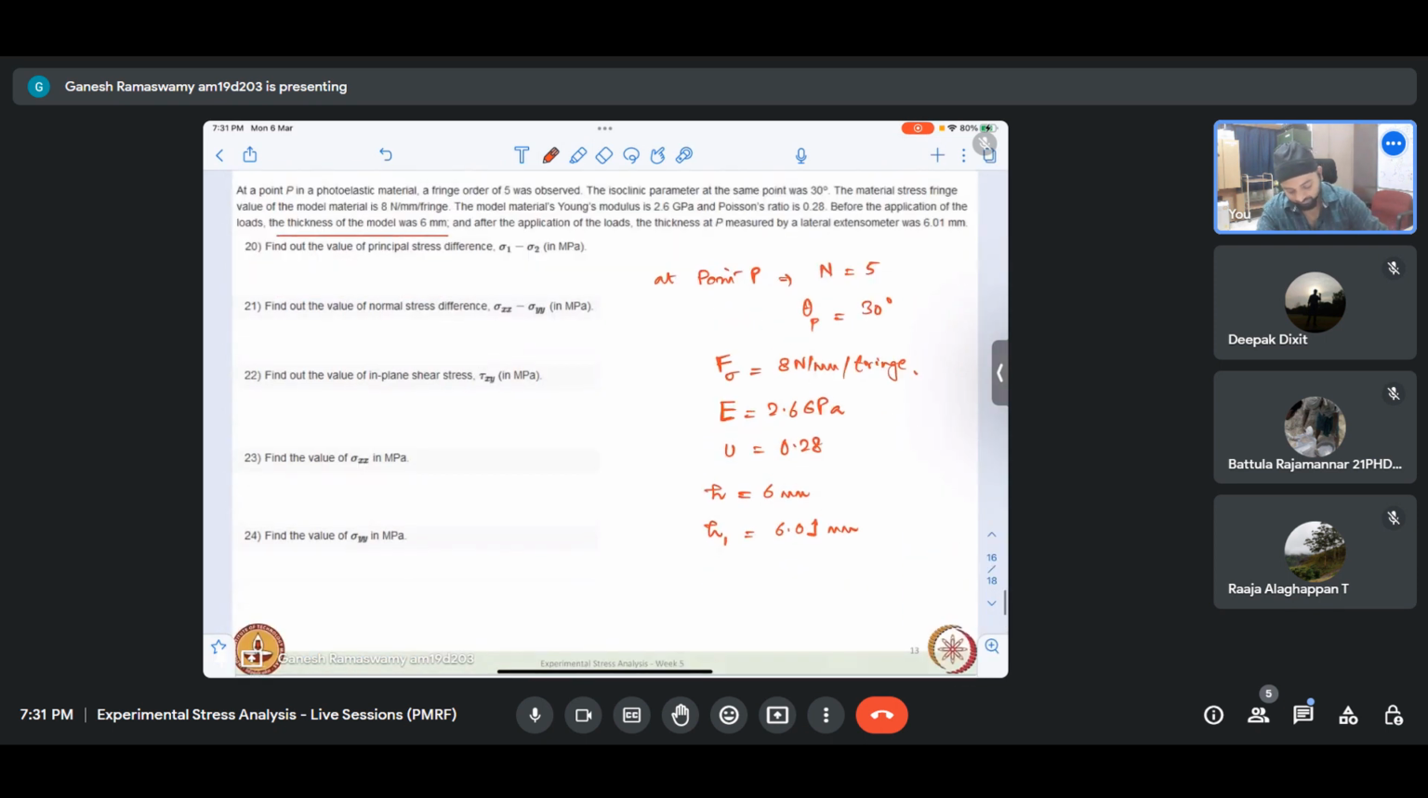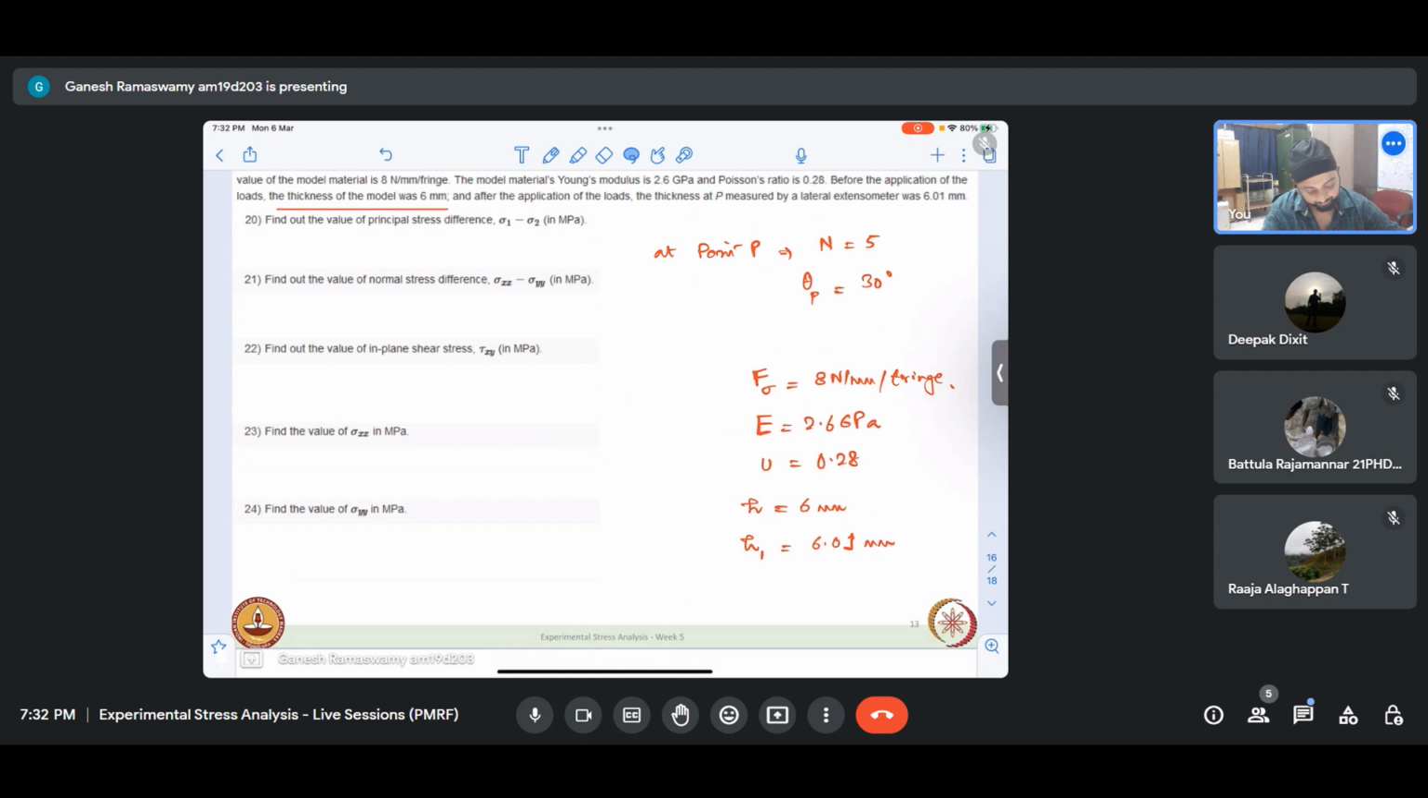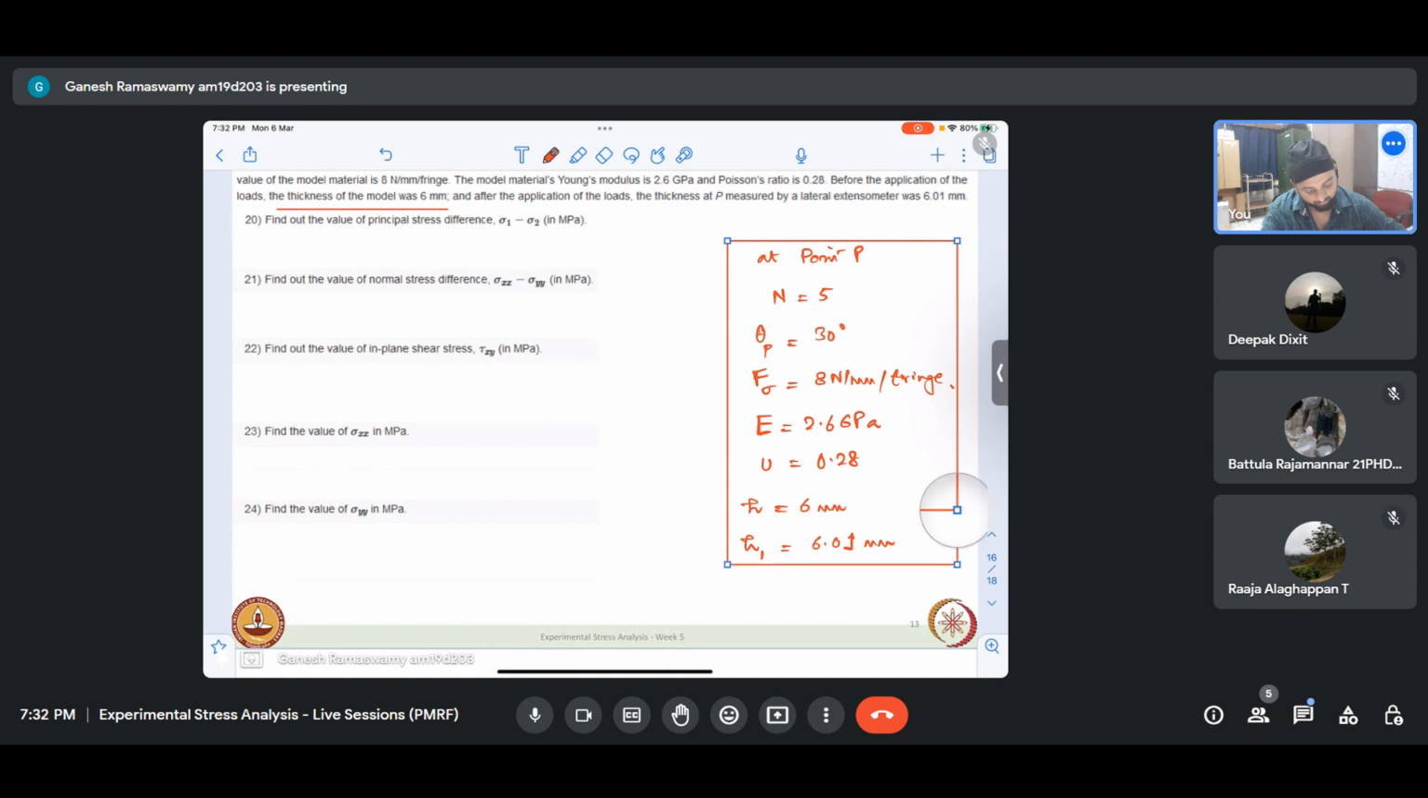Okay, so the first question says find out the value of principal stress difference sigma 1 minus sigma 2 at that point. So let me just put this over here as a given data. Okay, so this is our given data.